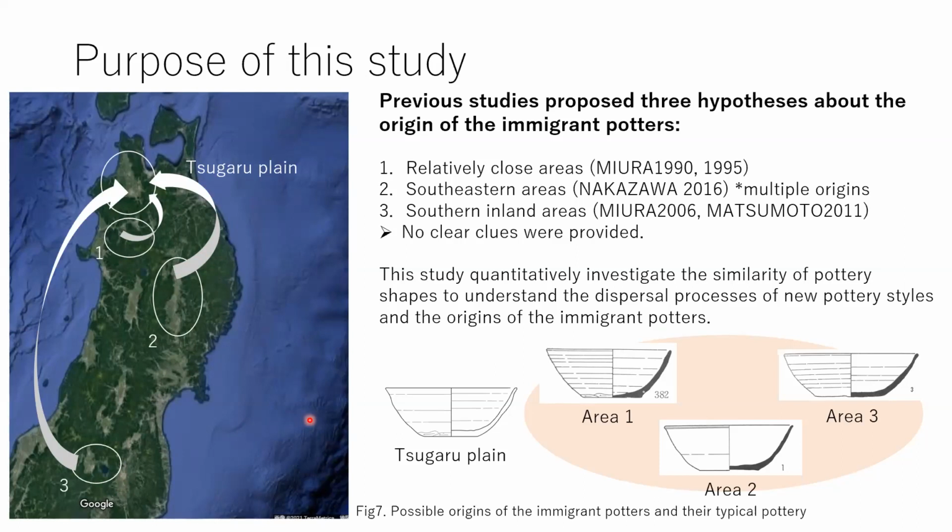The pottery illustrations in figure 7 show the typical pottery shape of Tsugaru Plain and each area. Previous studies have compared these shapes using measurements of the height, length of the rim and the bottom of pottery. However, they are almost the same in size, and they could not find important differences. So, this study quantitatively investigates the similarity of pottery shapes to understand the dispersal process of the new pottery style and the origins of the immigrant potters.